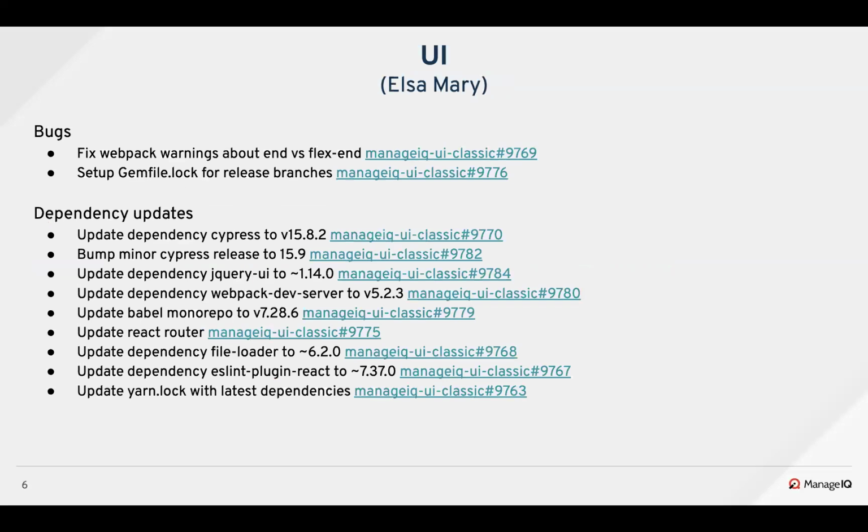Thanks, Jason. For bugs, Jason had fixed Webpack warnings by replacing end with flexend in the CSS. Adam had a PR to set up Gemfile lock with for release branches. For dependency updates, Joe had updated Cypress to 15.9. Others include jQuery UI, Webpack dev server, Babel monorepo, React router, file loader, ESLint plugin React, and finally, Yarnlock was updated with latest dependencies. That's it for UI.